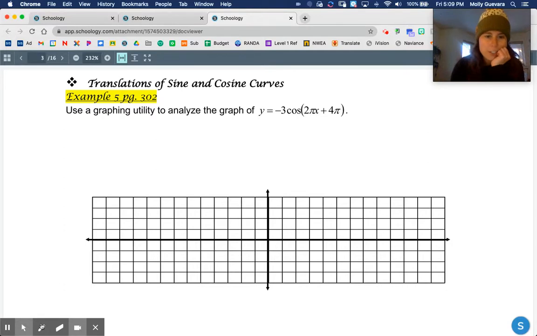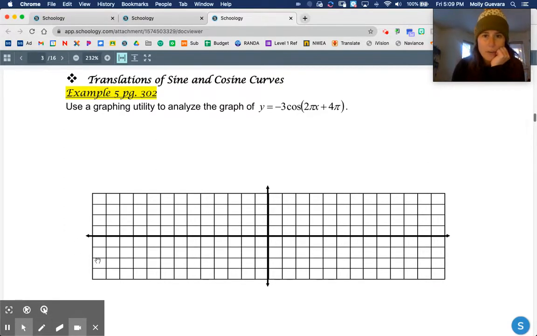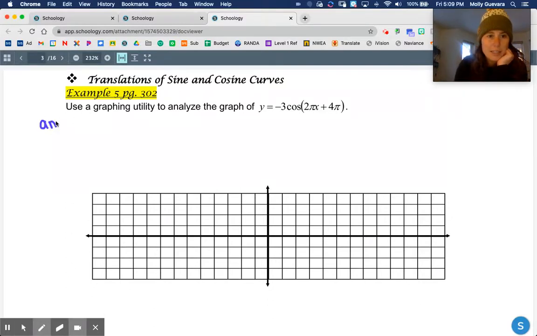So it says use a graphing utility to analyze the graph. We're not going to do it with a graphing calculator. We're going to do this by hand, okay? So we're going to make that list and write down all the information we know. So here I know that my amplitude is 3. I also know that there's an x-axis reflection, right? Because of this negative.